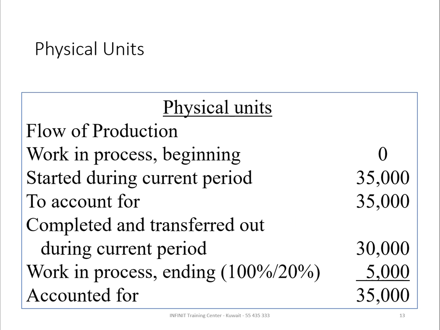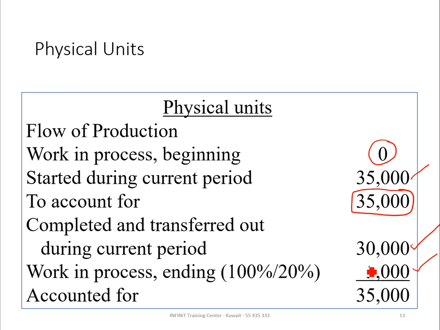So here is the example. Here there is no work in progress in the beginning and units started during the period are 35,000. There was no beginning, so how many do you have to account for? Obviously 35,000 I have to account for. Then we will see by the end of the period where these 35,000 are. So here it is mentioned 30,000 is transferred out and 5,000 is still in work in progress.